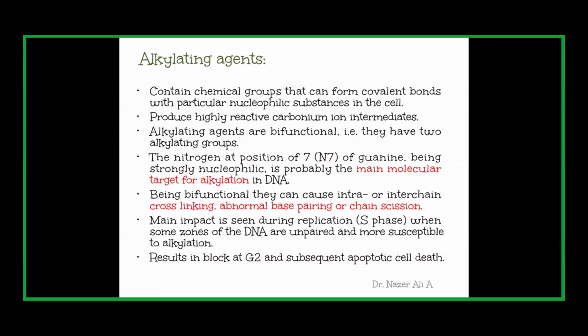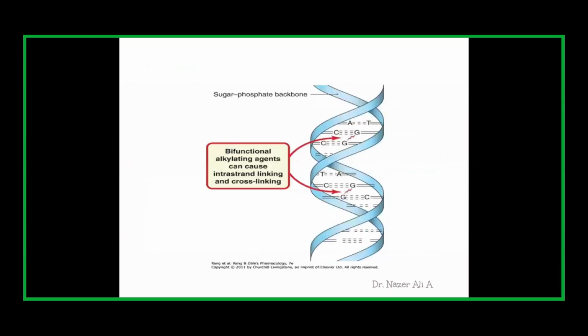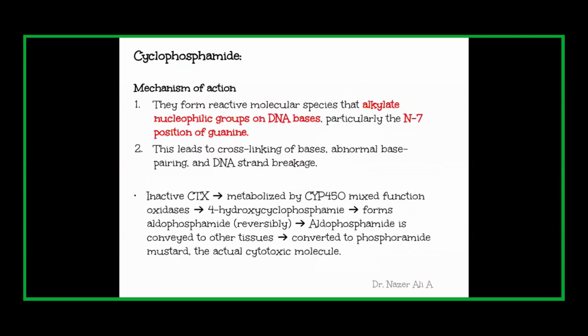Okay, and alkylating agents are cell cycle non-specific. They will act on both the resting cells and the dividing cells. It is not that it will act only on the G1 phase or the S phase. No, it is cell cycle non-specific. It can produce a cytotoxic effect on both the actively dividing cells and the cells that are in the resting phase.